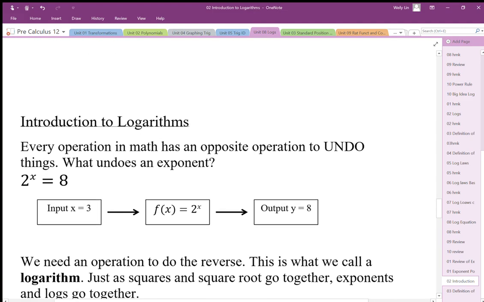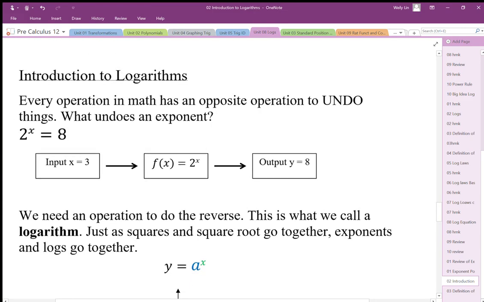And that's where we're going to look at logarithms. The logarithms we've actually already done, because if you've done exponents, you've done logs. The rules that apply to exponents are the rules that apply to logs. Basically, if I have an exponent, 2 to the power x equals 8, my input is 3, I do my exponent, and my output is 8.